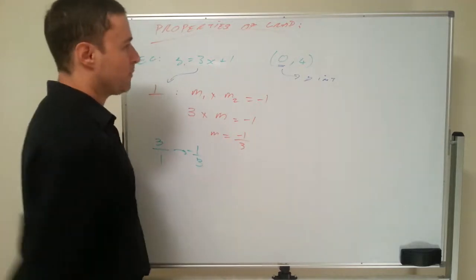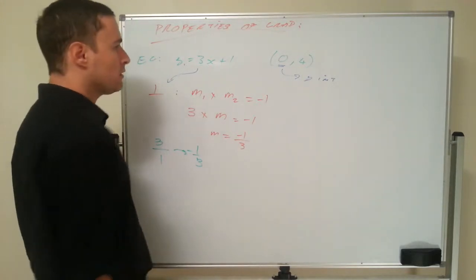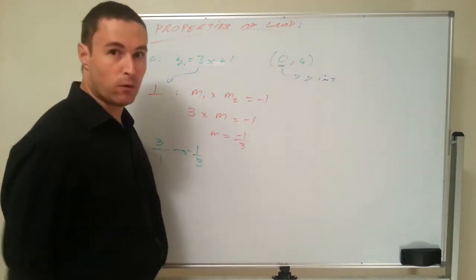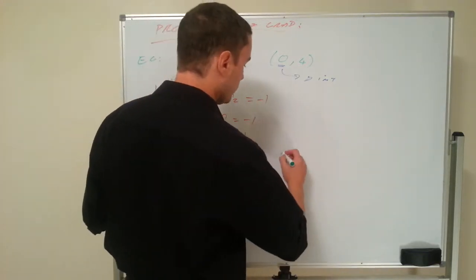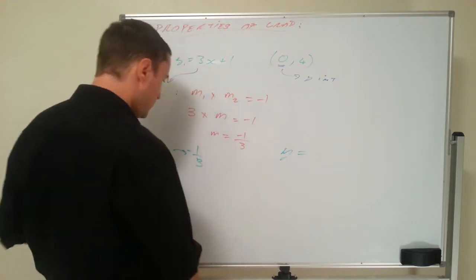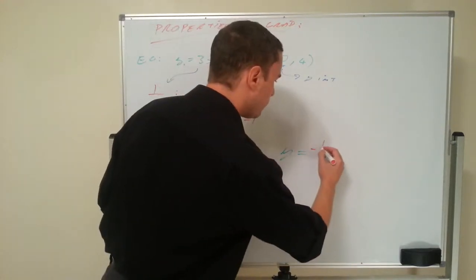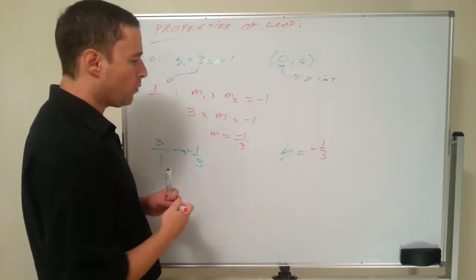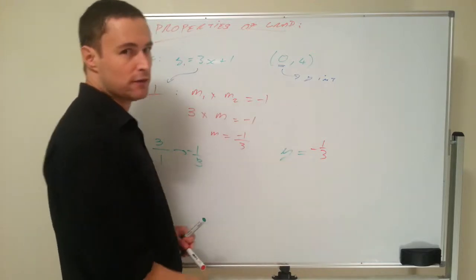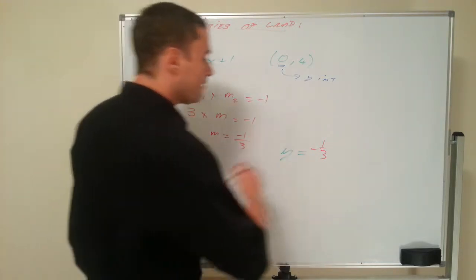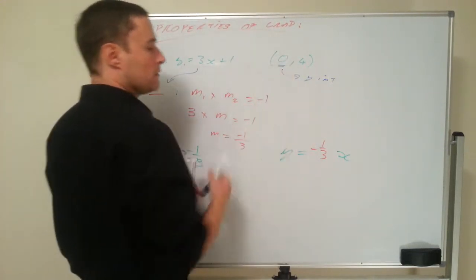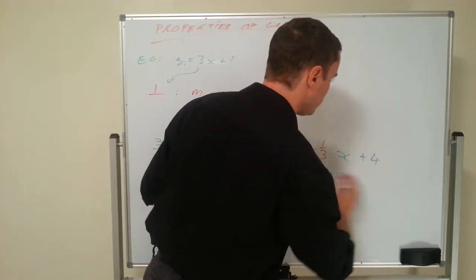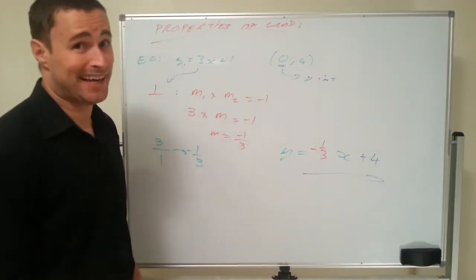Well, I've got the gradient of my new line, and now I'm going to say, where's it going through? Well, it's going through my y-intercept of 4. So we're done. The equation is y equals, well, the gradient is negative a third, negative 1/3, and whether you put the negative in the 1, or the negative in the 3, or the negative floating in front, it doesn't make a difference. Negative 1/3 x plus 4. That's it. Piece of cake, huh?